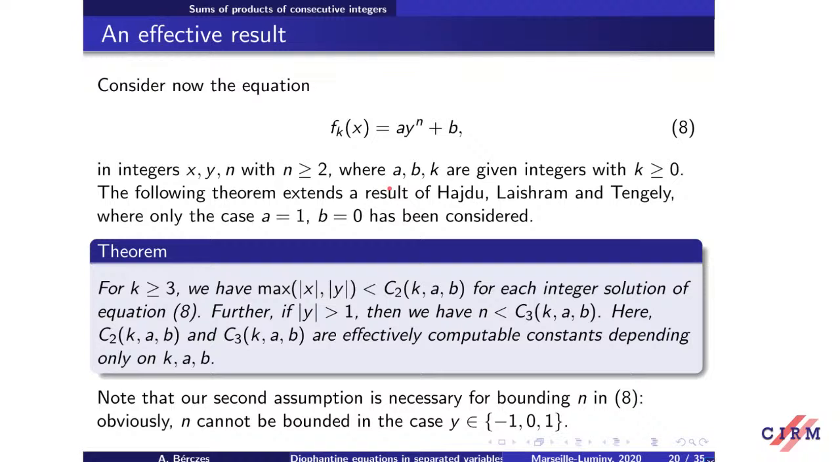We also proved an effective result. In the case of the equation fk of x equals a y to the n plus b, we could prove that the solutions are bounded by an effectively computable constant. This is a generalization of the result of Hajdu, Laishram, and Tengely, who considered the case a equals 1 and b equals 0.